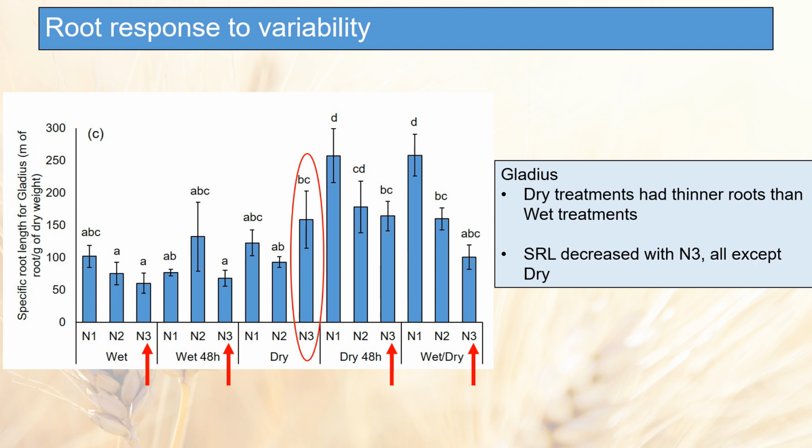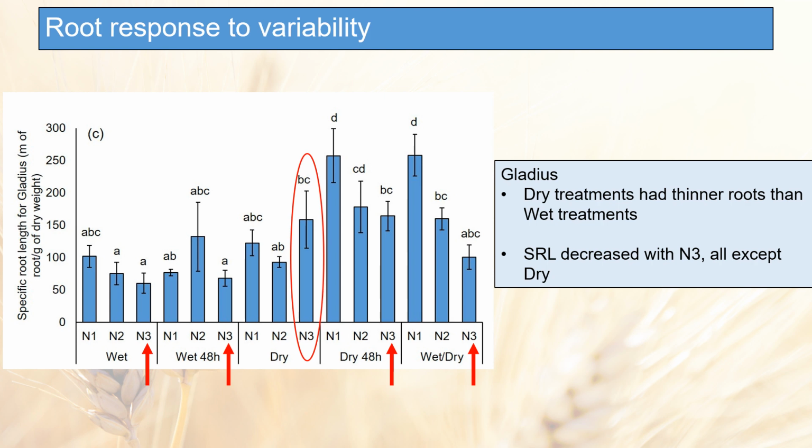So in addition to biomass, I also looked at specific root length. Now, Richard already explained what that is. It just takes into account total root length and your root biomass. So essentially, if you have a higher specific root length value, you have thinner roots. So this is Gladius, and basically, overall, we can see that the dry treatments circled here had thinner roots than the wet treatments.